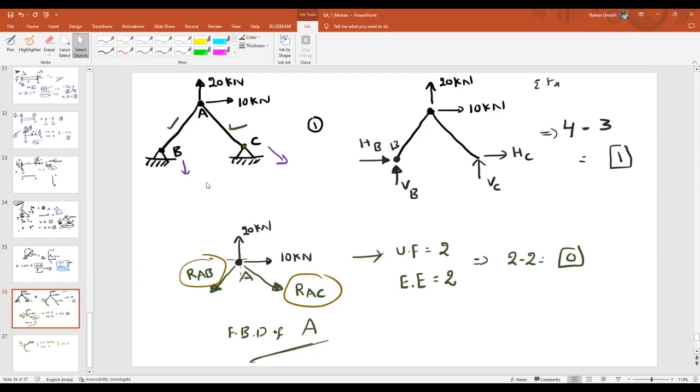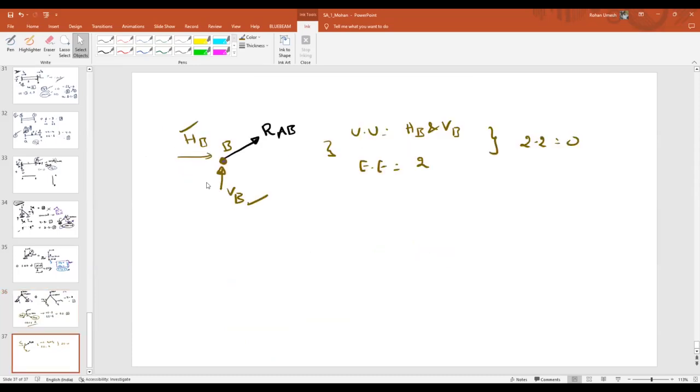Sometimes it is always possible that if you look at the arrangement of the members, then it can be determinate also. Is it okay about the statement that I gave? Is it clear? Yes, sir. Can I go further?